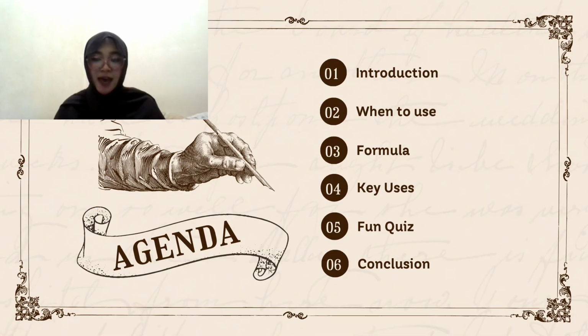Today's lesson has 6 parts. First, the introduction. Second, when to use the past perfect. And third, the formula. The fourth, the key uses. Then we'll try a fun quiz. And finally, we'll end with a short conclusion.